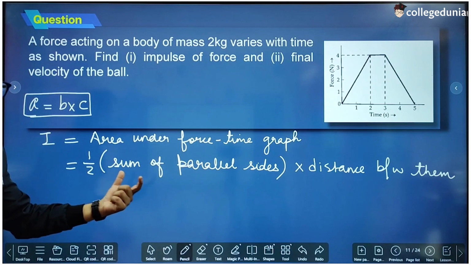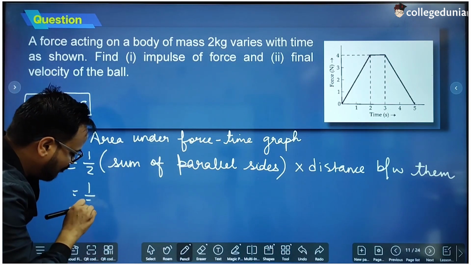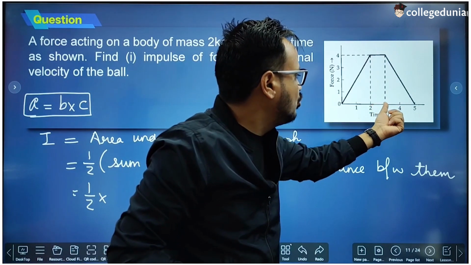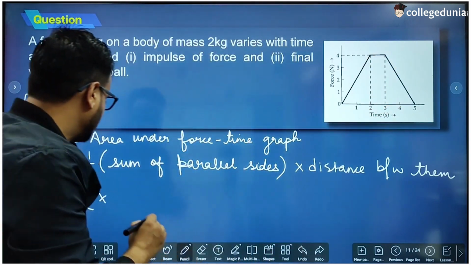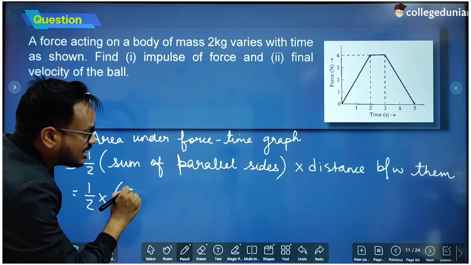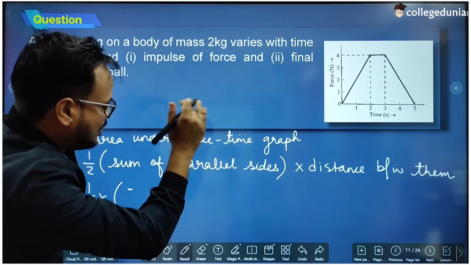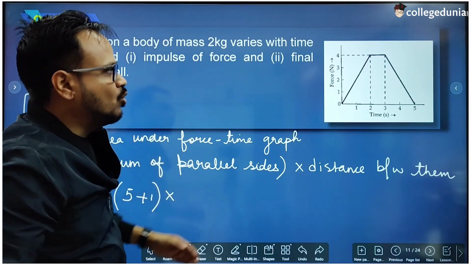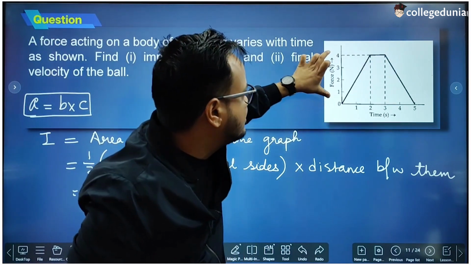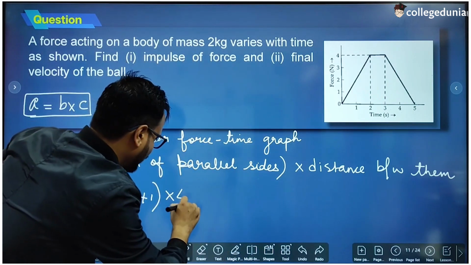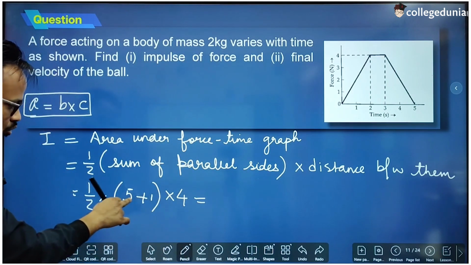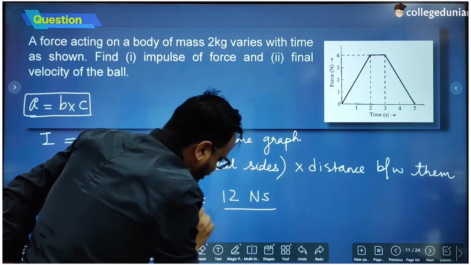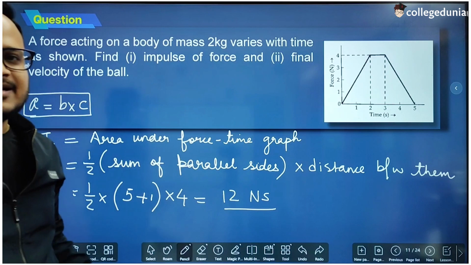This is the formula for the area of a trapezium. So half into the sum of the parallel sides. What is the length of the parallel sides? This is 1, this is 5. So half into the sum of parallel sides, which is 5 plus 1, into the distance between these two parallel sides, which is 4 units, into 4. So the answer is 6 into 2, that is 12 Newton second. So impulse is 12 Newton second.